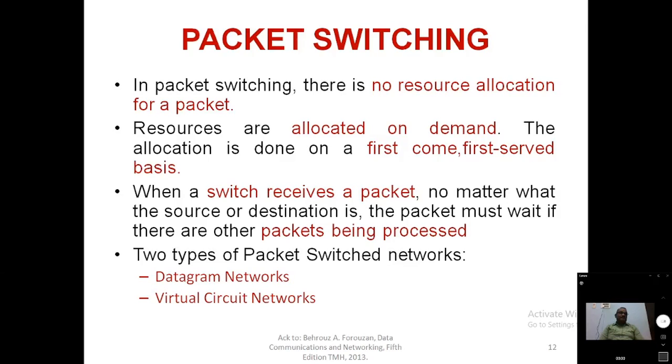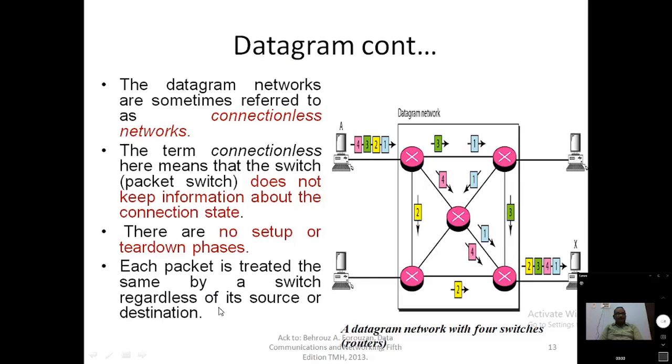There are two types of packet switched networks. One is the datagram network and the other is the virtual circuit network. Let me see them one by one. First, we are going to talk about datagram networks. Here it is sometimes referred to as a connectionless network. Why do we say it is connectionless? It does not keep information about the connection state, and it does not have any connection setup or teardown phases. Each packet is treated the same by a switch regardless of its source or destination.